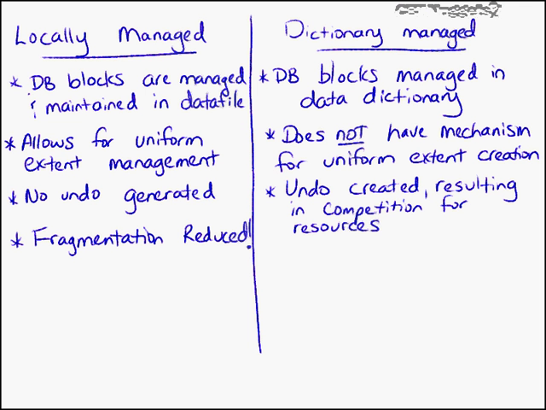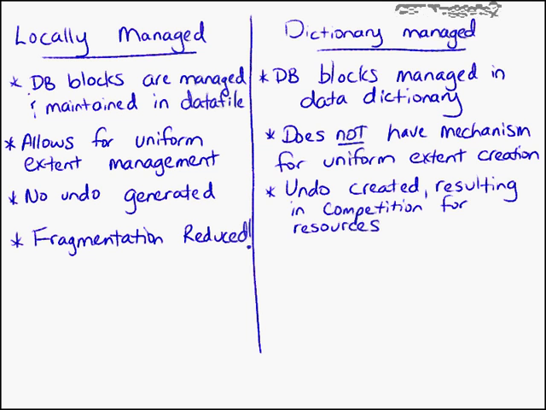Let's talk about locally managed versus dictionary managed table spaces. Now, locally managed table spaces have been available to us since Oracle 8i, and dictionary managed is still around just for backwards compatibility. Now, your database has to keep track of the status of your database blocks. For example, whether it's free to be used, whether it's empty, whether it contains data, whether there's a lock on it. Well, with locally managed table spaces, all this information is tracked in a bitmap on the data file level, whereas with dictionary managed table spaces, all that information is stored in the data dictionary.